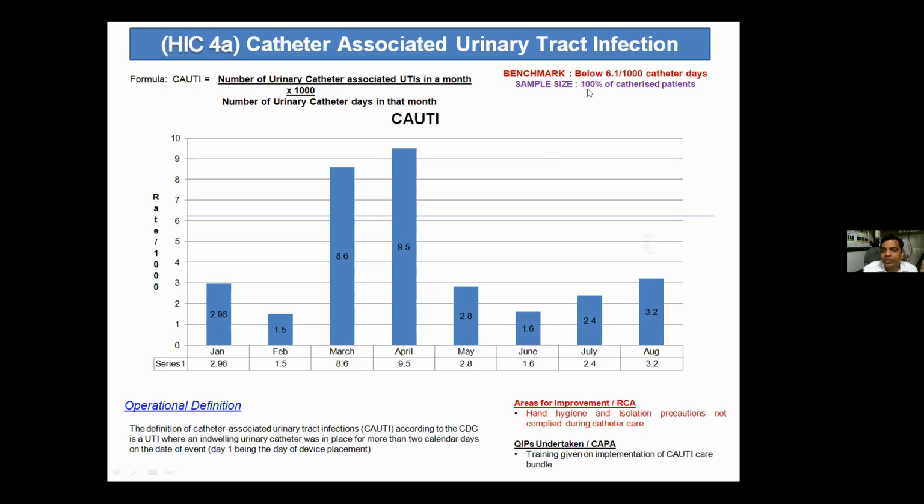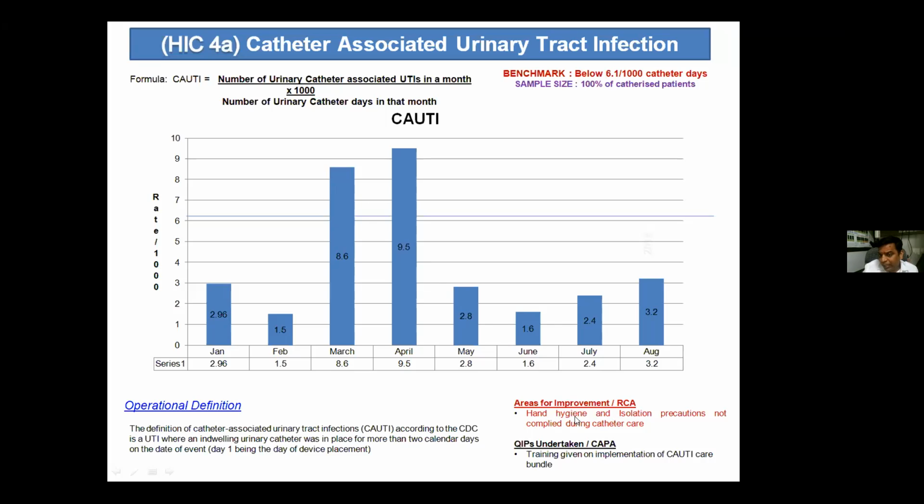What is the sample size? Sample size should be 100% of catheterized patients. What is the formula? The formula should be adopted from the NHCA standard, which says the numerator is the number of catheter associated urinary tract infections, and the denominator should be the number of urinary catheter days of that month. Then the operational definition should be set up as per the NHCA standard and the guideline, and the trend should be monitored. And then it should be observed what was the root cause analysis for such a rise in the CAUTI cases.